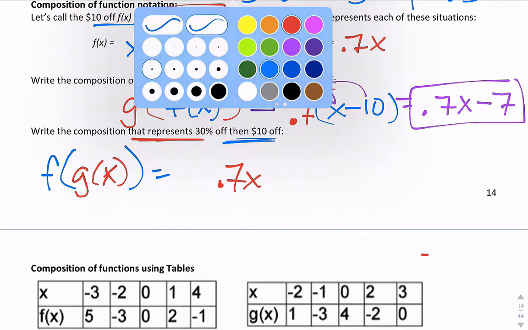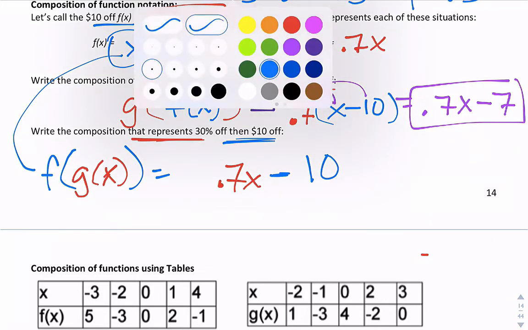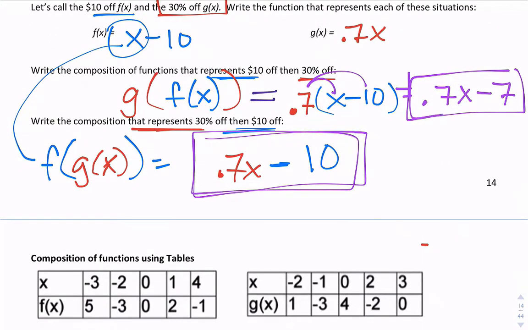And then if we plug in to the x minus 10, there's that new x, but then we'll subtract the $10 off of that answer. So here's what it looks like. And if I put both of these in boxes, okay, so there's one answer, here's the other.